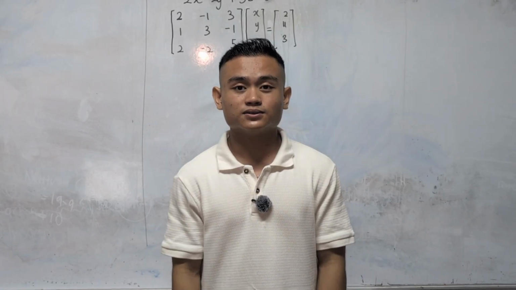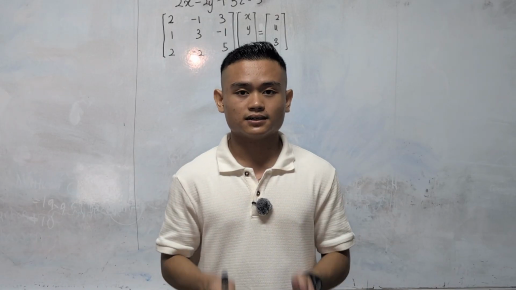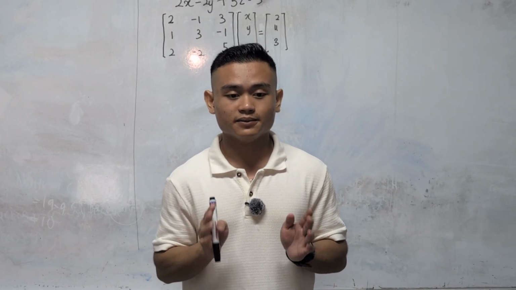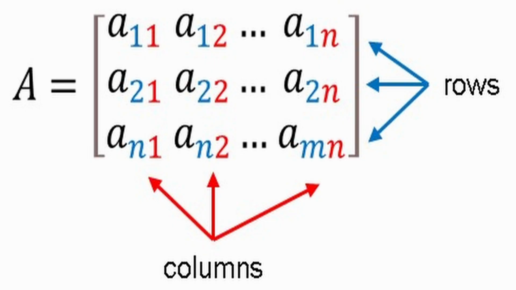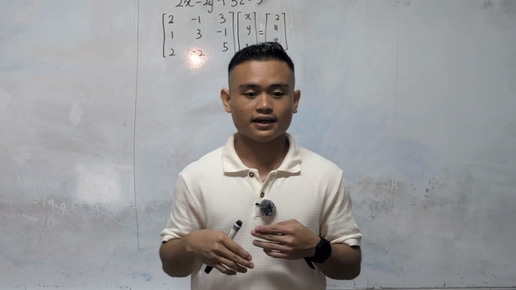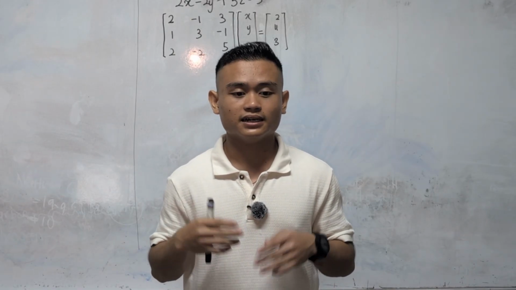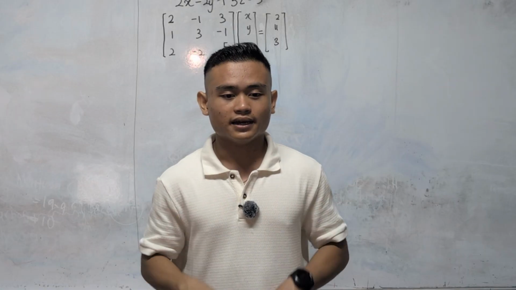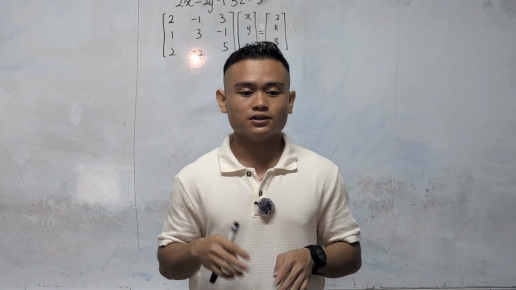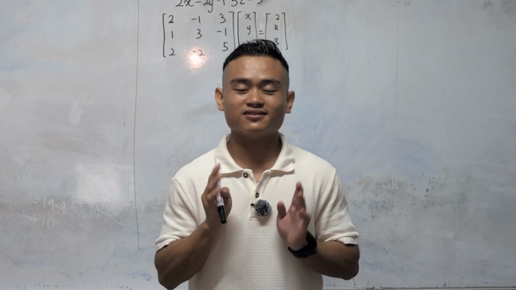First, I want to talk about the definition of a matrix. A matrix is a rectangular array of elements appearing in rows and columns, usually enclosed by brackets. Each entry in a matrix is called an element, and the position of an element is identified by its row number and column number. An element in row i and column j can be written as a_ij.